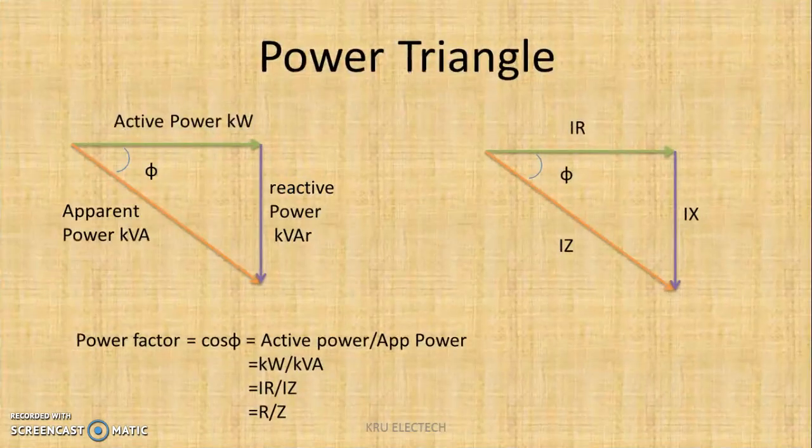Okay, let us see what the power triangle is. So in the power triangle there are three terms. One is the active power, another is the reactive power, and the third one, the resultant of the active power and the reactive power, is the apparent power. So a pure resistive circuit consumes active power. If in the circuit reactance is there, then it consumes reactive power.